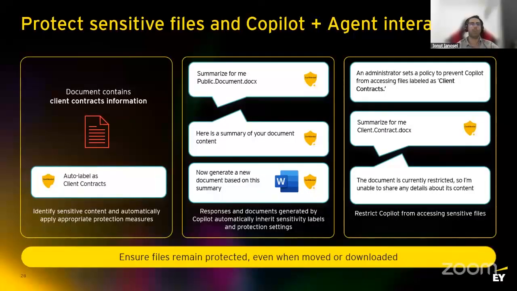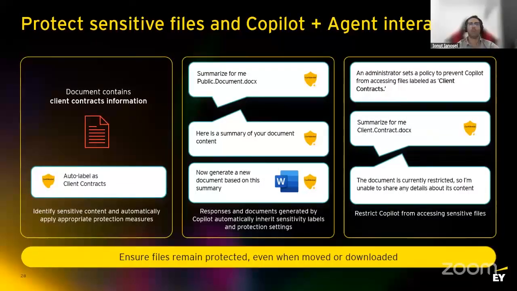It will be able to automatically apply a sensitivity label, such as confidential client contracts. And this label in the backend will be able to enforce encryption and access restrictions. Then when the Copilot interaction happens, the user asks Copilot, I don't know, to summarize a public document, a document that normally most people will have access to. Copilot will generate a summary and will apply the same sensitivity label to the new document. So this ensures that the protection travels with the content, even if it's moved or downloaded.